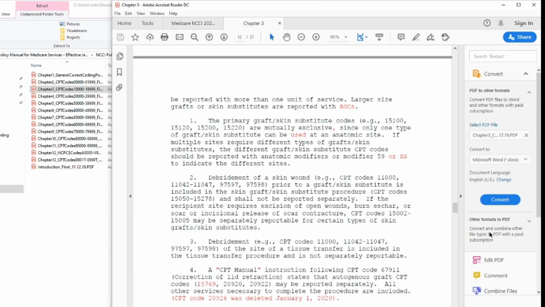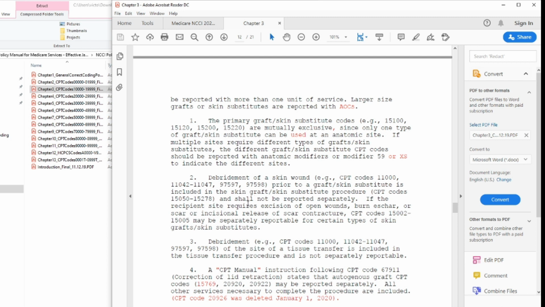If you look at your CCI Edit Policy Manual, here where it talks about debridement in the Chapter 3 section, it says debridement of a skin wound, and it gives the debridement codes, including those skin ones back in the 90,000 series. It says prior to a skin graft or substitute is included in the skin graft and shall not be separately reported. If the recipient site requires excision of open wounds, burn eschar, or scar or incisional release of scar contracture, CPT codes 15002 through 15005 may be separately reportable for certain types of skin grafts and skin substitutes.